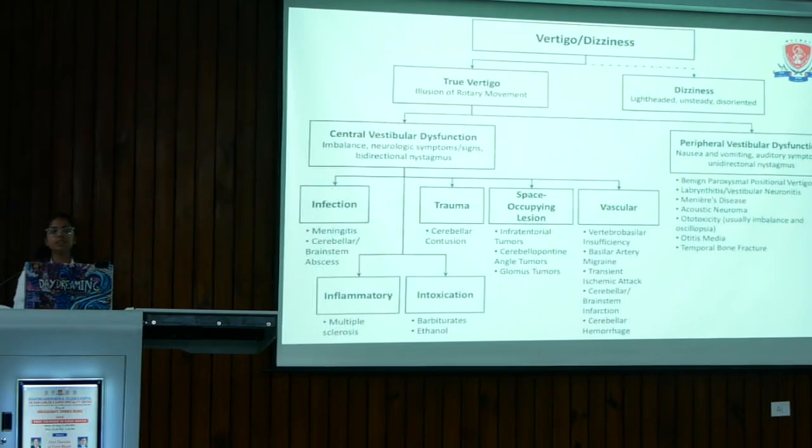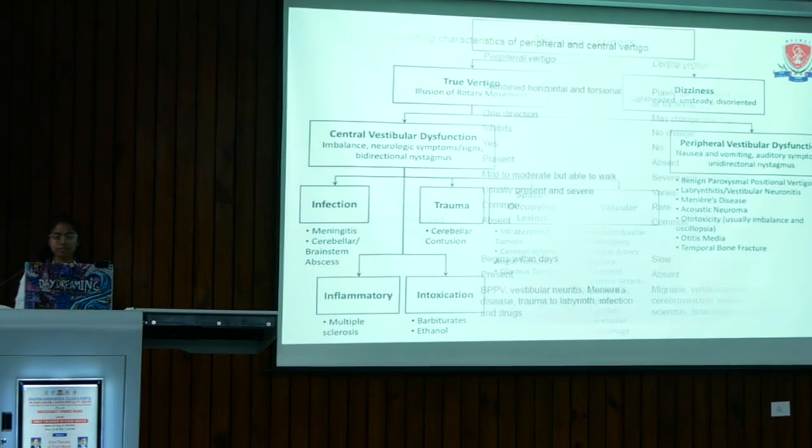This is an algorithm which helps us to distinguish between true vertigo and dizziness, and if true, then to differentiate between central vestibular dysfunction and the peripheral vestibular dysfunction. The etiologies for the central vestibular dysfunction will be further discussed in detail by my fellow mate from the General Medicine Department. While if it is of peripheral variety, then the causes may include BPPV, labyrinthitis, venous disease, acoustic neuroma, ototoxicity, otitis media, and the temporal bone fractures.